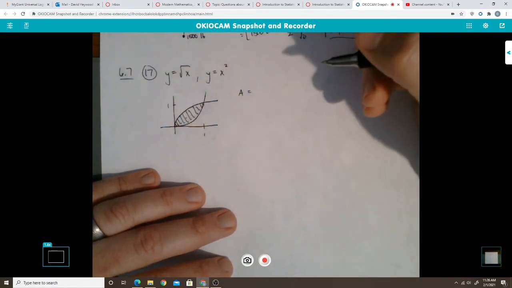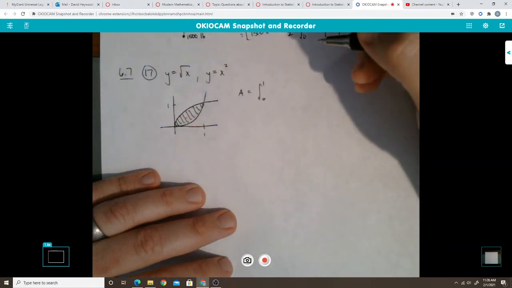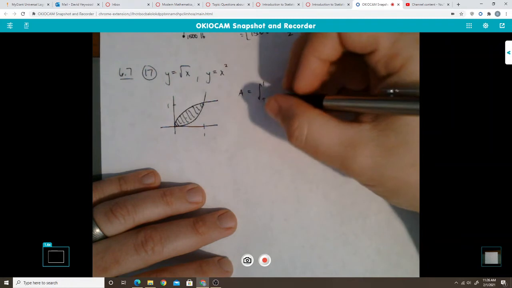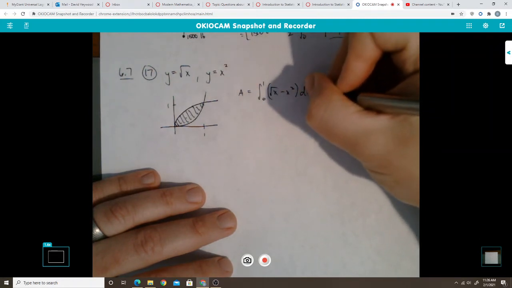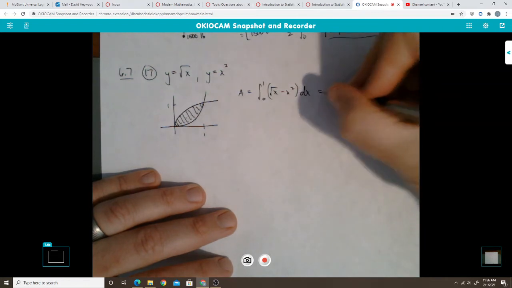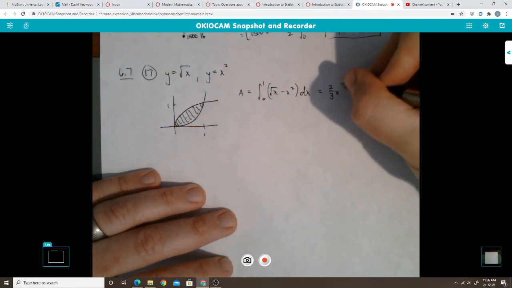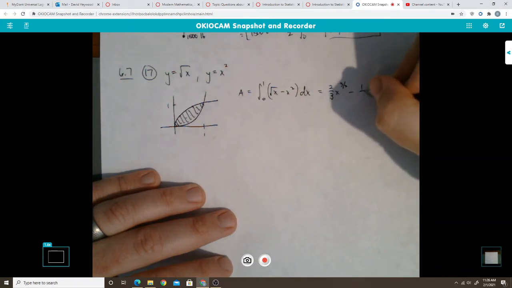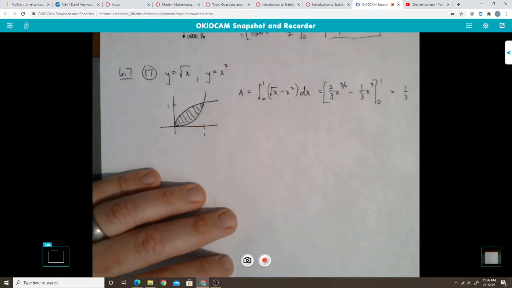All right, so the area of the region is going to be the integral from 0 to 1 of root x minus x squared. Okay, so that's going to be 2/3 x to the 3/2 minus 1/3 x cubed, evaluated from 0 to 1, and that'll just give us 1/3 at the end of the day.